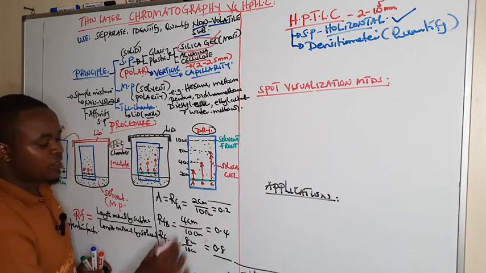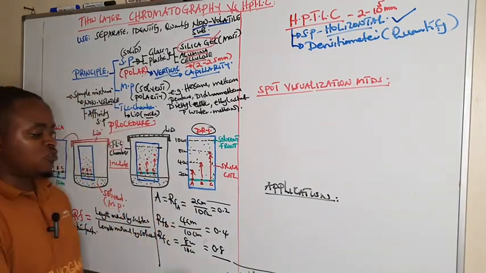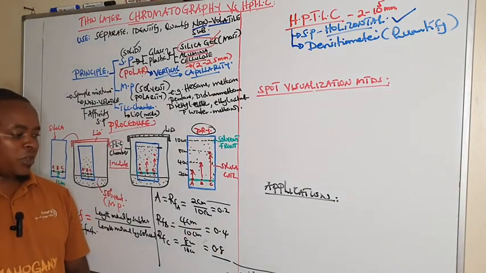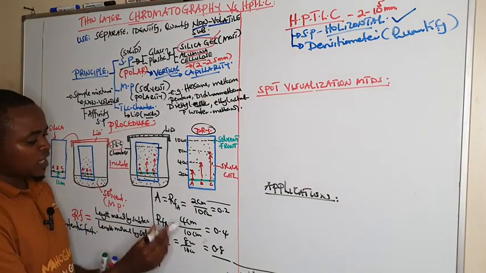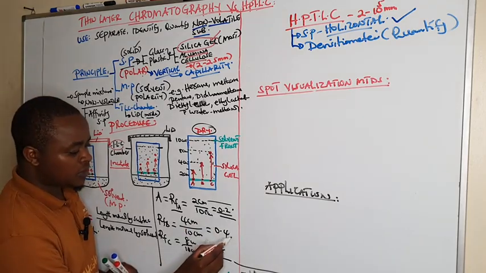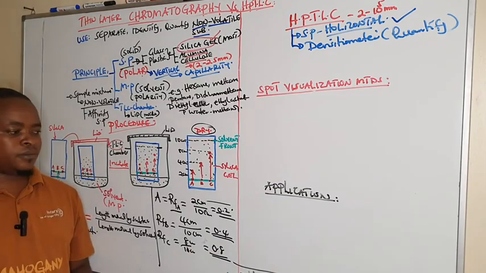And for a better thin layer chromatography, the retention factor should be between 0.2 and 0.8. And the retention factor has no units because it is a ratio. So these are the answers to how we are able to determine their retention factor.